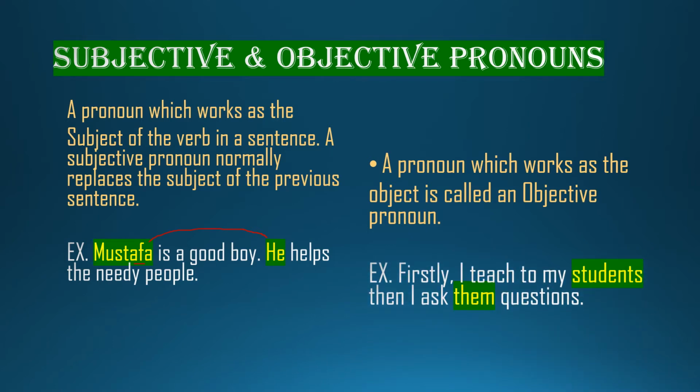For example, you can see here, firstly I teach my students, then I ask them questions. Here, in the first sentence, students is a noun, and in the second sentence, I ask them, it is a pronoun. Means for this noun, students, I have used this pronoun. Here this noun is playing the role of object, and for that object I have used this pronoun.